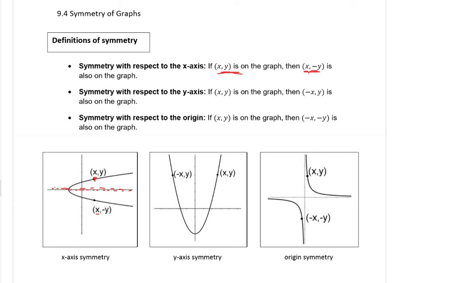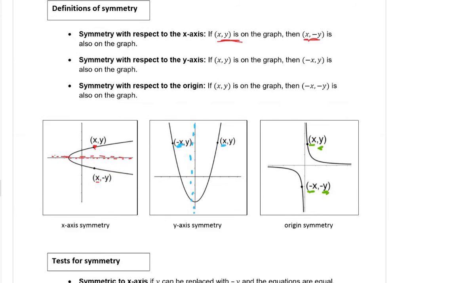Now in my next picture, I have symmetry about the y-axis. I have the point (negative x, y) on the graph and the point (x, y) on the graph. So the x's are opposites and the y values are both the same. When I'm looking for symmetry about the origin, I notice that the x values are opposites and the y values are opposites as well. So we're going to use those definitions to help us test for symmetry.